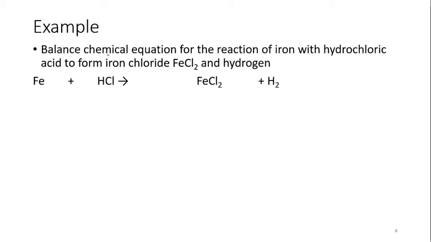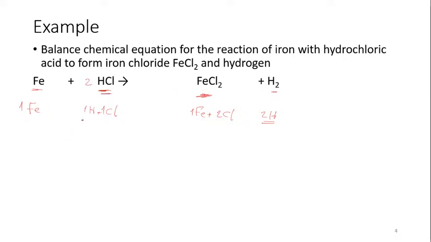Let's take an example. Balance the chemical equation for the reaction of iron with hydrochloric acid to form iron chloride, FeCl2, and hydrogen. So I have here iron that reacts with hydrochloric acid. These are the reactants, and on that side I have iron chloride and hydrogen, which are the products. If I count the number of atoms, I have 1 iron, 1 hydrogen and 1 chlorine. But on that side I have 1 iron and 2 chlorine atoms, and I have here 2 hydrogen atoms. This means I have to multiply this part by 2.